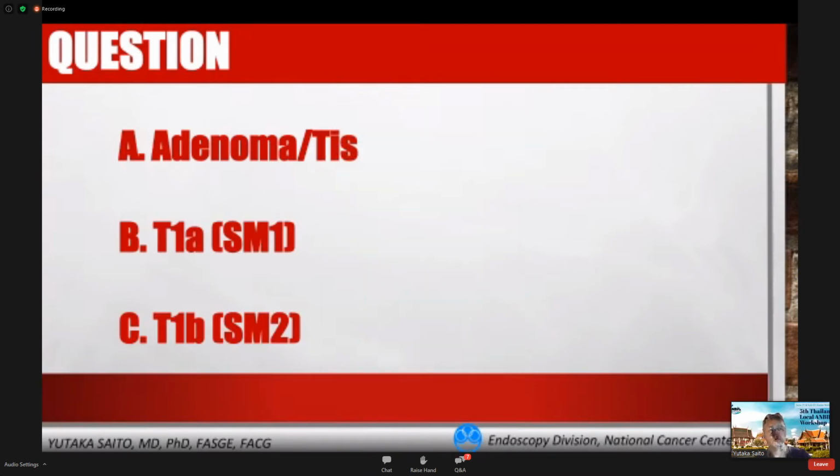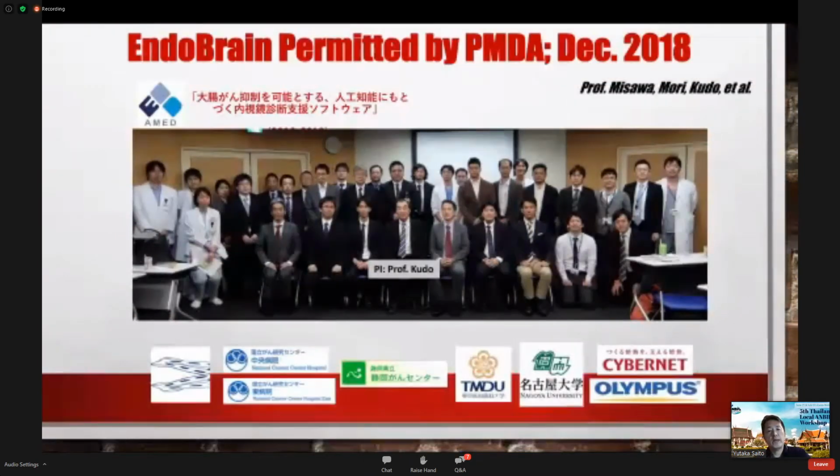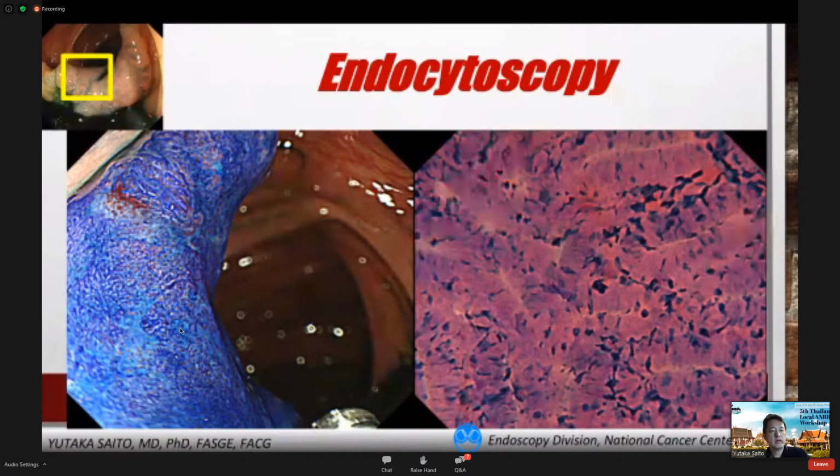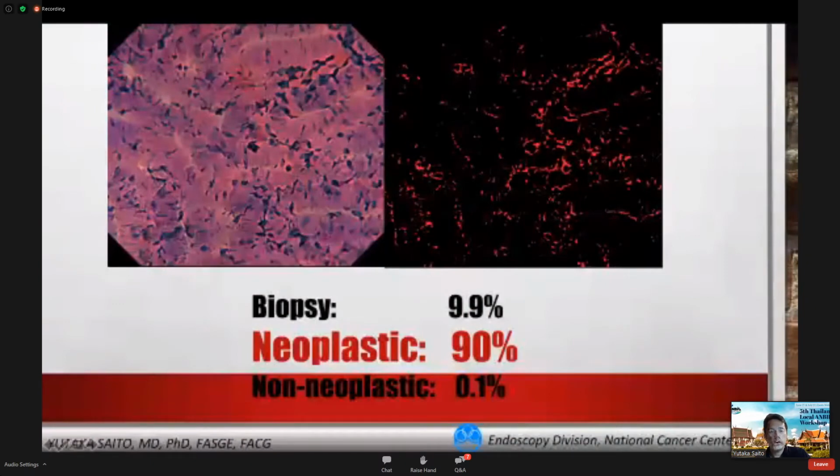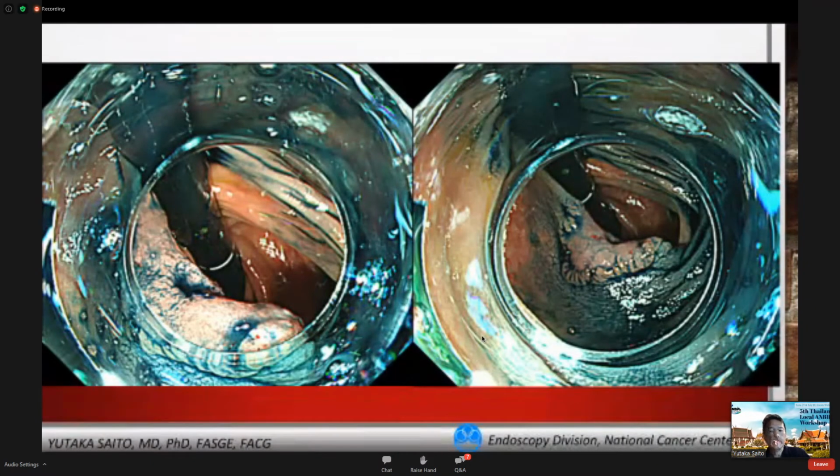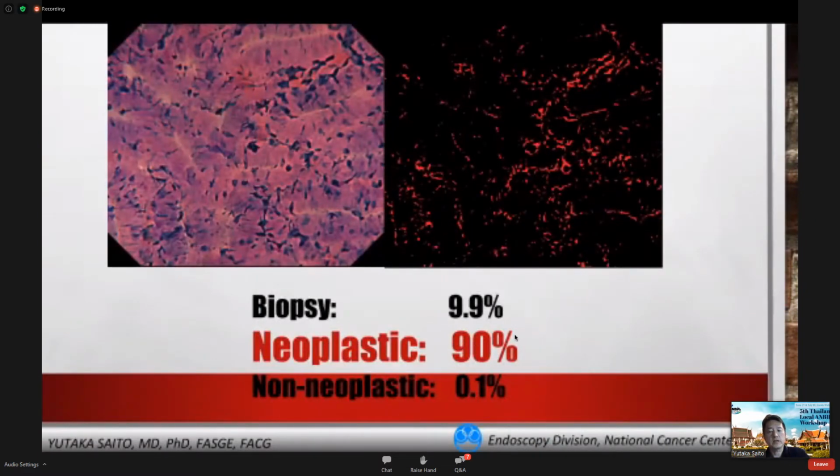And for this case, we also performed endocytoscopy. After double staining, crystal violet staining and methylene blue, this is a really nice image of the center depressed component. Next slide. Yes. Endoscopic diagnosis of neoplastic, non-invasive.